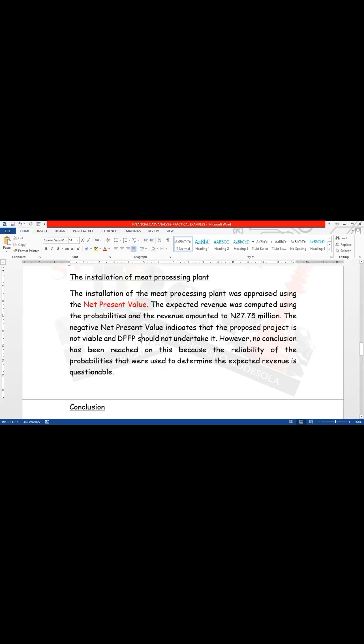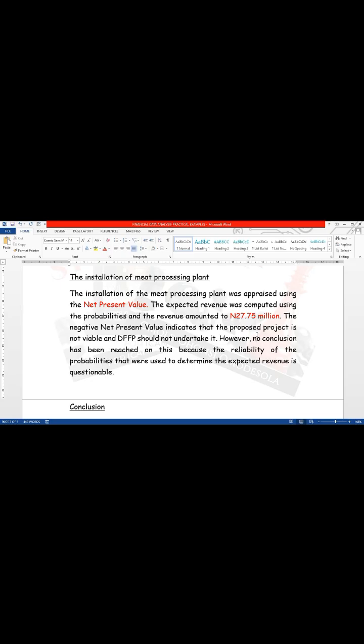In this case, now it was net present value. Then what did you determine? The expected revenue was computed using probabilities, and the revenue amounted to 27.75 million. So what did you actually determine from the data that was given? We calculated an expected value, because when you have the figures you have estimates, you have probabilities. If you multiply the probabilities by the estimates, you have an expected value. In this case we have an expected revenue of 27.75 million.